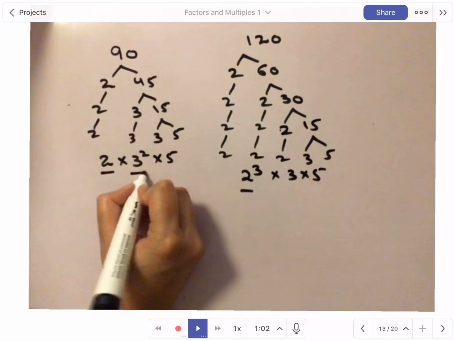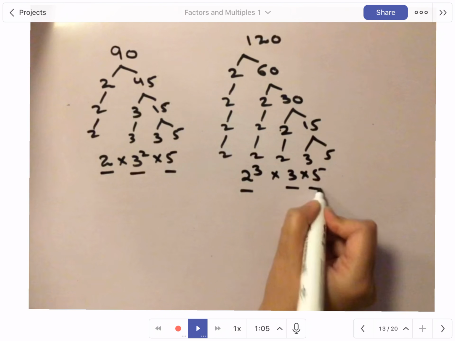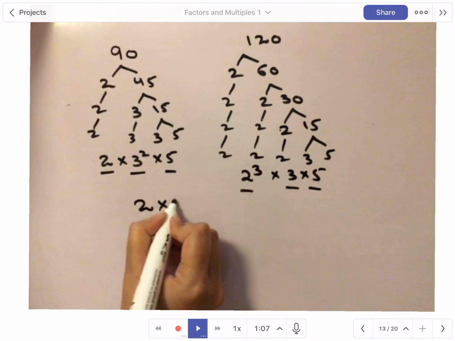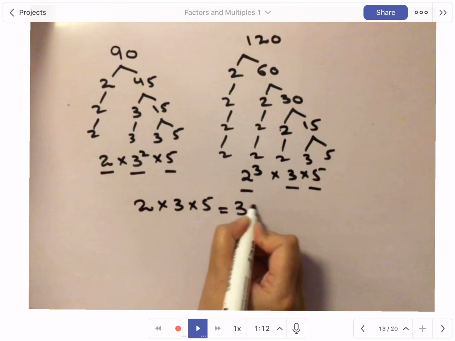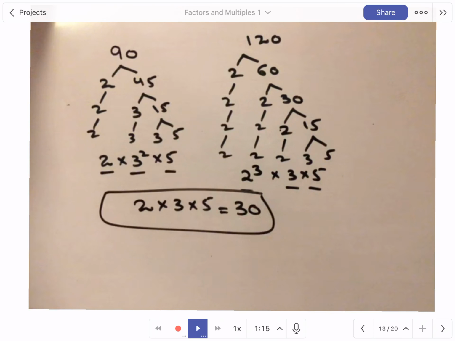So we have three common factors here: 2, 3 and 5. We don't take the highest power, we take the lower index value. The highest common factor is the product of these factors, 2 times 3 times 5, which is equivalent to 30. We call it the HCF, or highest common factor. This was the factor tree method of prime factorization to find the highest common factor.